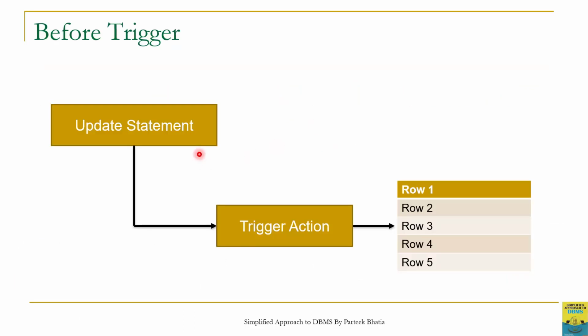To understand this concept, let us consider this scenario. Here, we are considering an update statement which has a corresponding trigger, and this update statement is updating 5 rows of a table. These 5 rows indicate the rows of a table updated by this update statement. This trigger action indicates the trigger body or trigger code which is associated with this update statement.